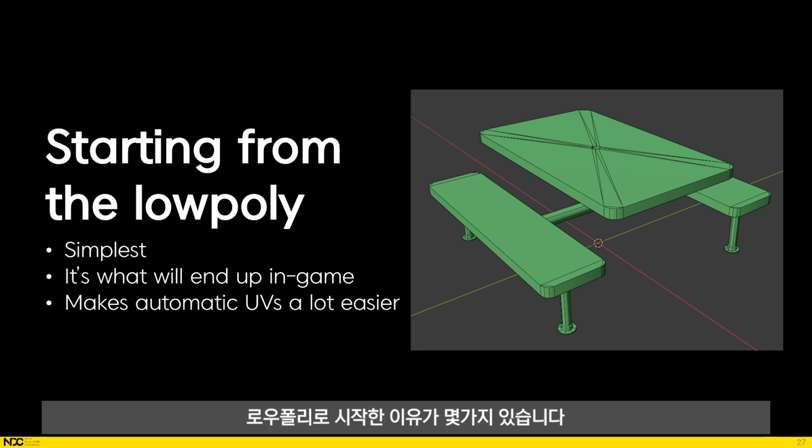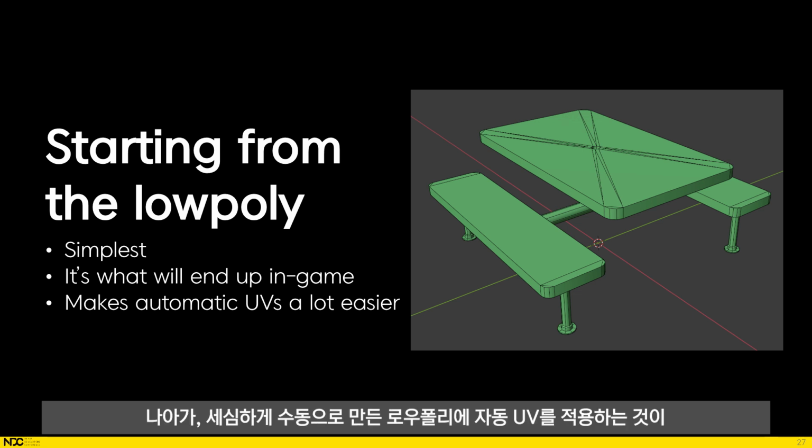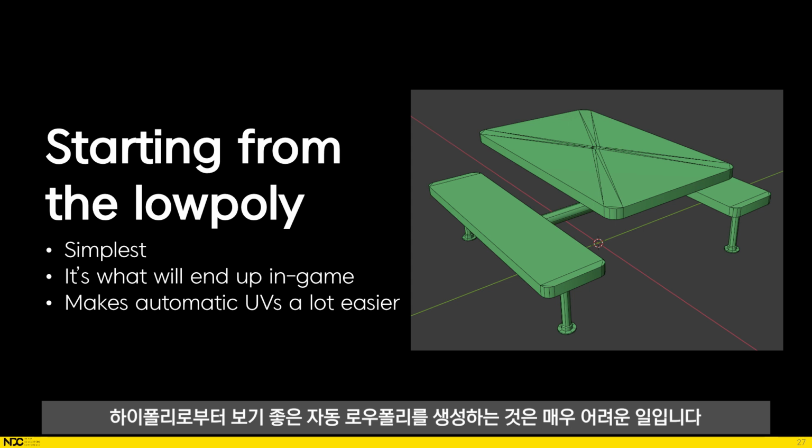We started from the low poly for a couple of reasons. It's the only thing geometry-wise that will make it into the game. It's also a lot easier for the artist to create than the high poly. Also, making good automatic UVs for a carefully handcrafted low poly is a lot more straightforward than doing it for a low poly geometry that has been generated from a high poly. And furthermore, creating a good-looking automatic low poly from a high poly is also really difficult for hard surface assets that often require perfectly sharp or perfectly flat surfaces.